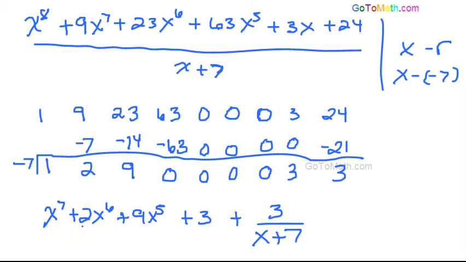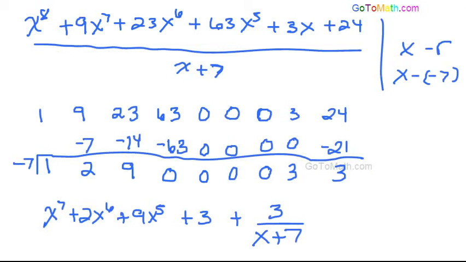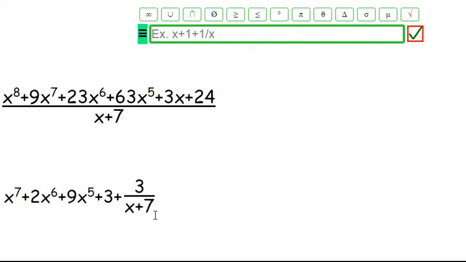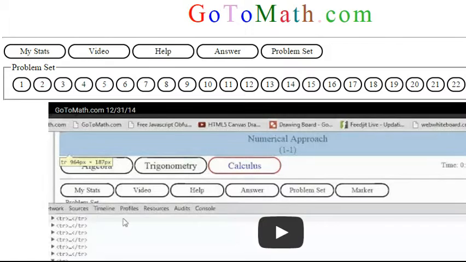Alright, hopefully you caught all that. The important part here was definitely to remember to put in the zeros as placeholders for what's missing between x to the 5th and x to the 1st. That's important, obviously, as you can see. So we had x to the 7th plus 2x to the 6th plus 9x to the 5th plus 3 over x plus 7. Sorry, I'm going back and forth. I'm going to check this before I bring it up. Alright, looks good.